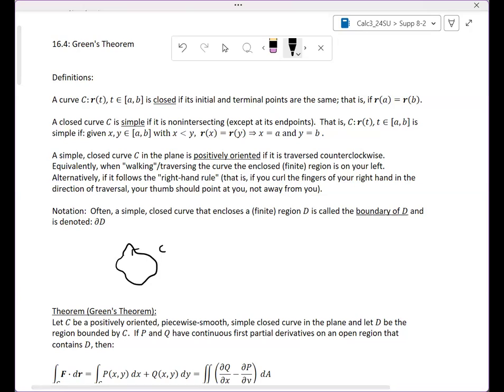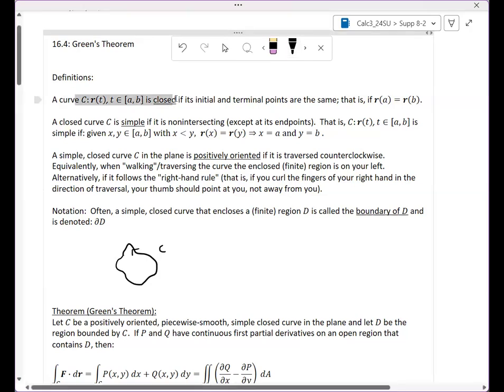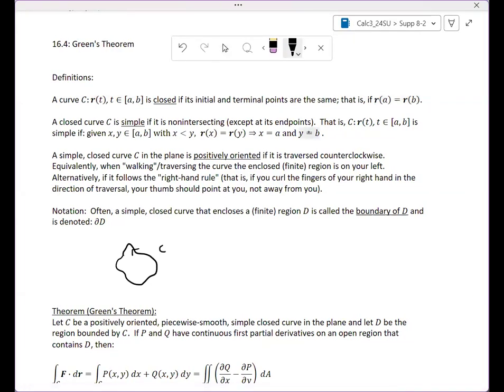Okay, so to make this precise, what do we mean? Well, we say that a curve is closed if its initial and terminal points are the same. That is, if we have a curve parameterized by r of t going between a and b, so if r of a equals r of b, so we have our initial point r of a, and that's equal to our terminal point r of b. So we start and end at the same point. That gives us a closed curve.